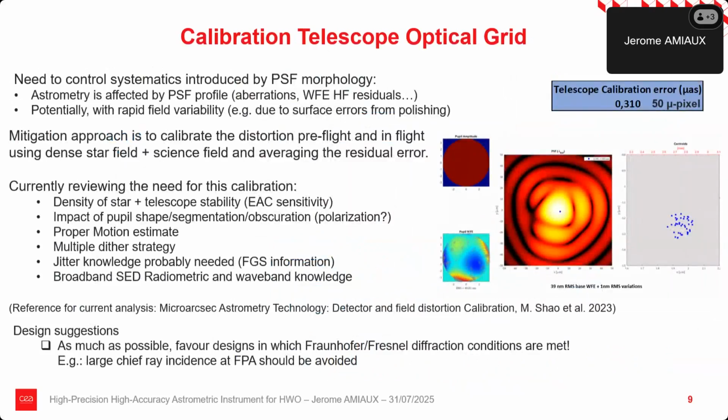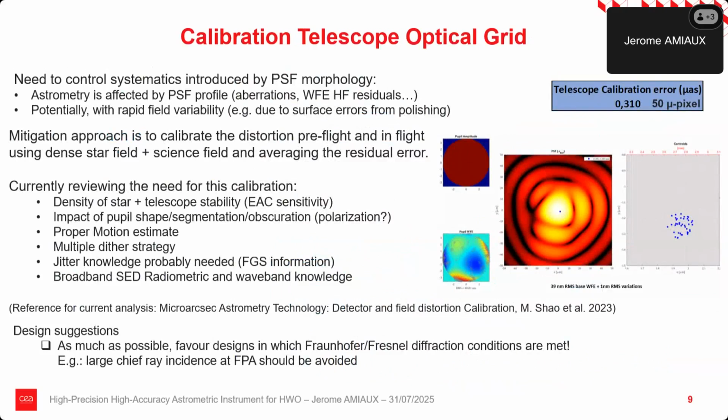The second part of calibration is really the calibration of the telescope. So the optical propagation from the image focal plane to the entrance of the telescope, an angular dimension. And we know that the centroid of the PSF will be affecting the astrometry even for minor wavefront error change.